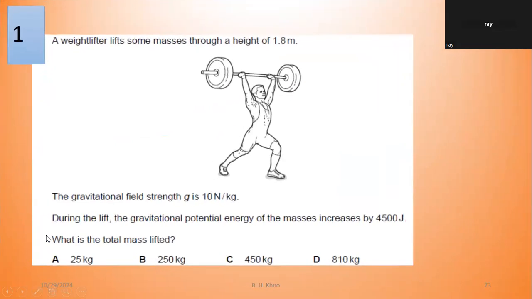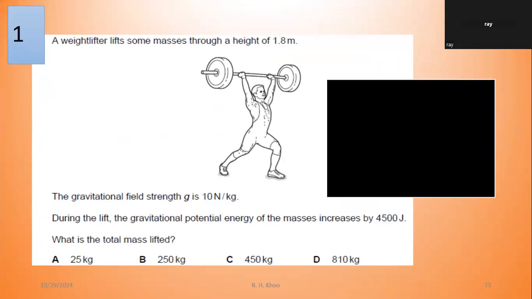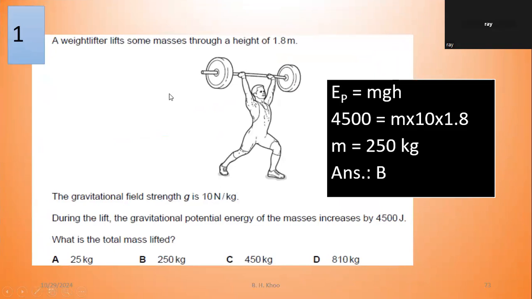Okay, what's the answer for this one? What is the total mass lifted? I put B. Right? EP is mgh. Potential energy is given. M is what we want to find. Yeah, told to use g as 10, and height is 1.8. The answer is B. Okay with that? Yes.